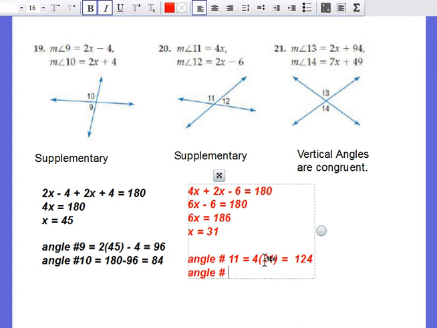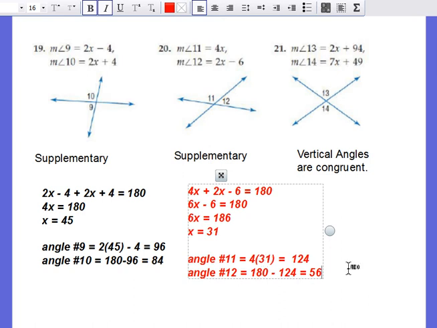Now if you want to test them out, you can plug in 31 into angle 12, which is the expression of angle 12, which is 2x minus 6. So that'll be 2 times 31 minus 6, and you should get the same thing as me doing this, which will be 180 minus 124. You should still get the same thing. So you can test it out on your own and see. 180 minus 124, let me see. It's 56. Yeah, that's right. All right.